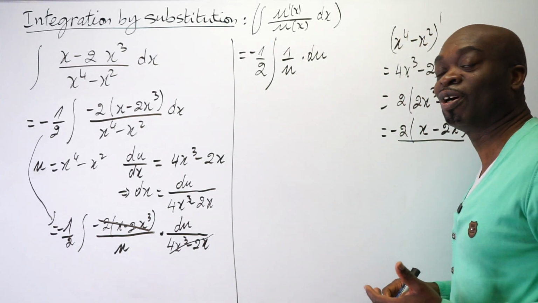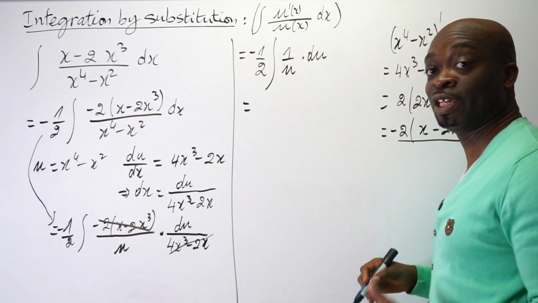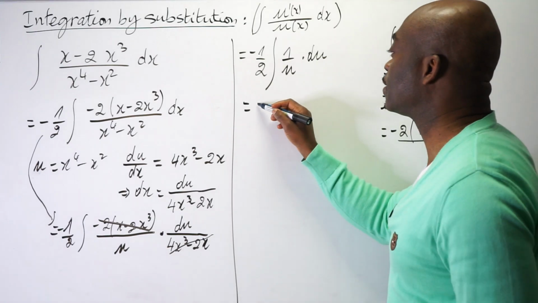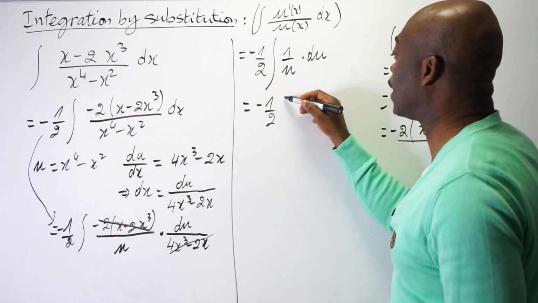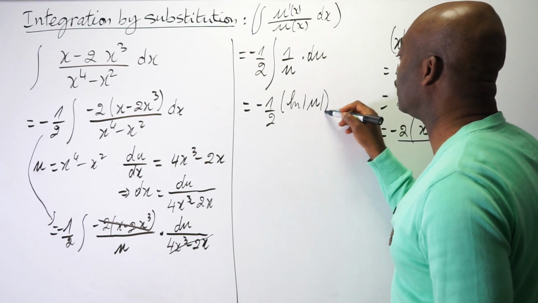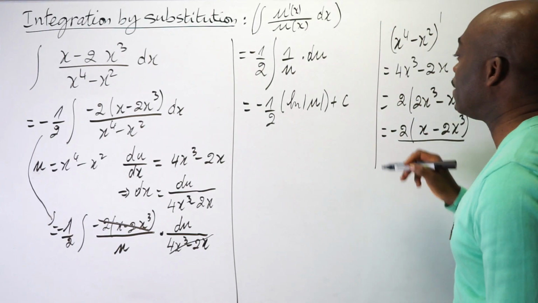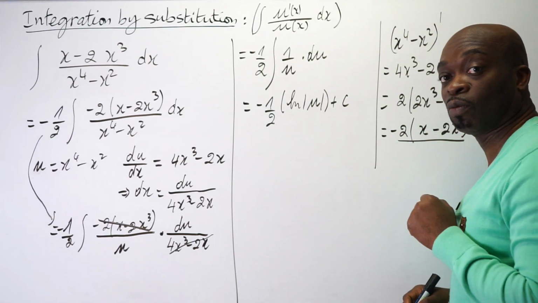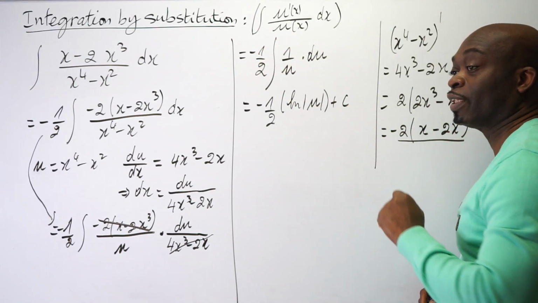And what's the integral of 1 over u? We already did it previously. So that is just the ln of absolute value of u. So this is equal to negative 1 over 2, okay, times ln of absolute value of u. Then we got to add c. We add c because, remember, this is an indefinite integral where we don't have a range to this one. Okay, so we don't know what the constant is.